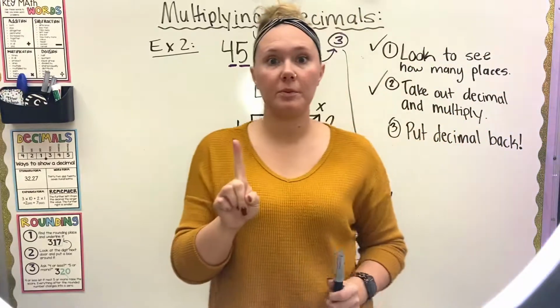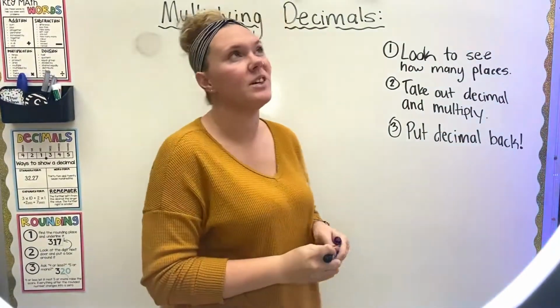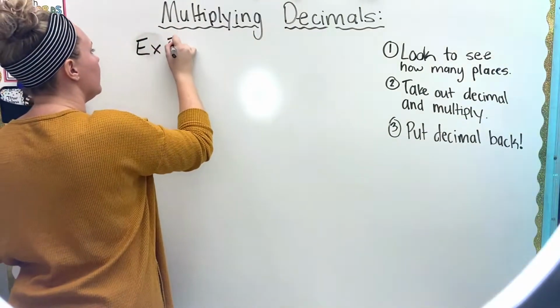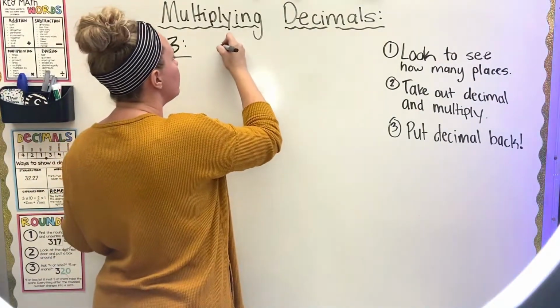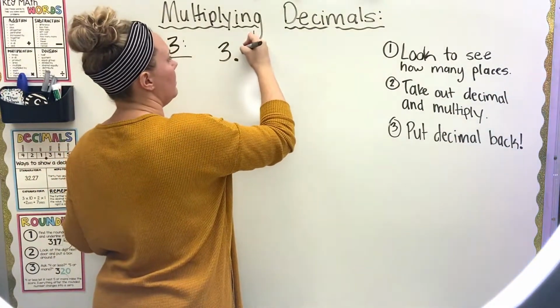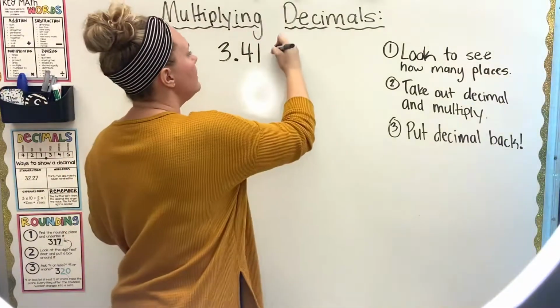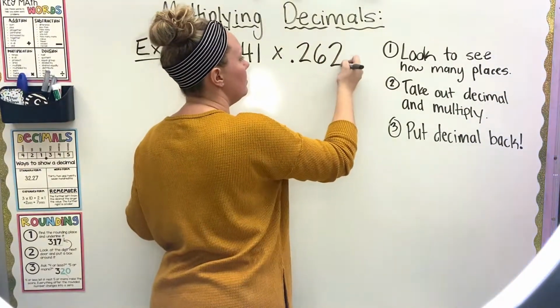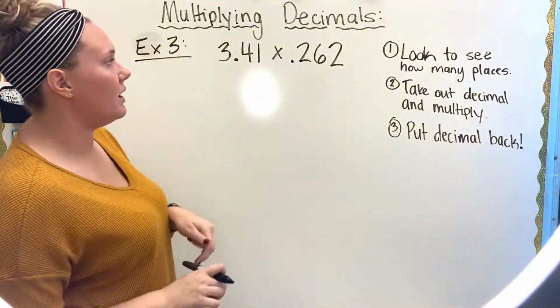We're going to do one more problem, and then you should know how to multiply decimals. Let's do one more. This is going to kind of be like a challenge problem. So this is going to be example 3. Okay, so here we go. Let's do 3 and 41 hundredths times 262 thousandths. Okay, so we've got thousandths now, multiplying by something with the hundredths.